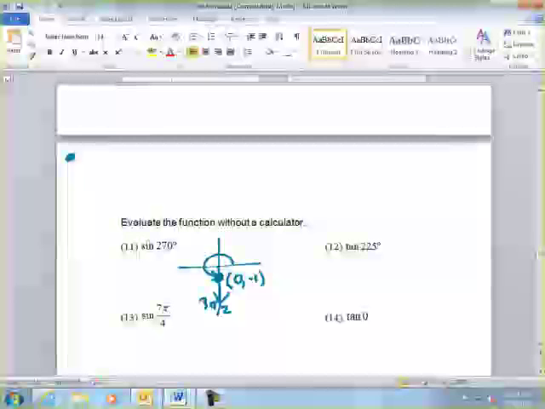How does that help me with trig? What does that point mean? Cosine, comma, sine. It's alphabetical. So in this question, we're asked for the sine value. So what is that? Negative 1.